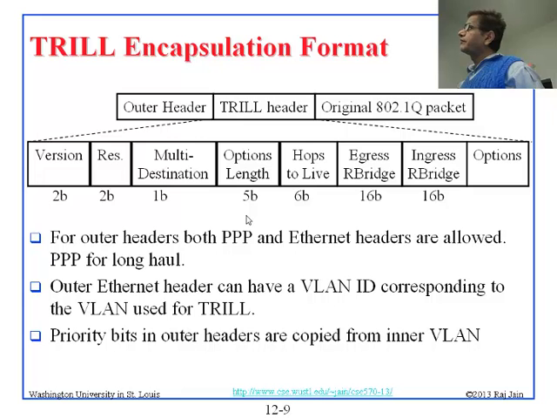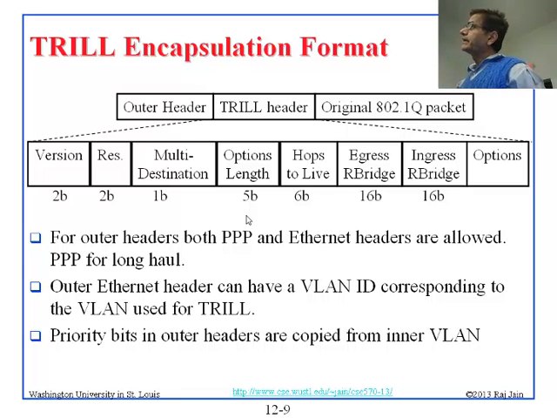Outer header can have a VLAN ID corresponding to the VLAN used for the TRILL. So the outer header, if it is an Ethernet header, could have a MAC address and the VLAN ID, and that would correspond to the TRILL VLAN ID. So this will say this is for use of the TRILL routers only, and nobody else can see that traffic.